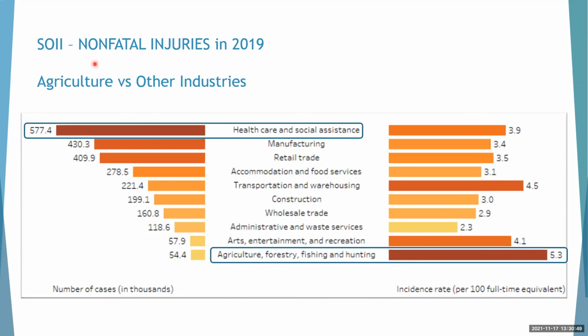When we look at the non-fatal injuries, again, if we look at just the numbers, these are shown in thousands. The healthcare and social assistance industry has the highest number of non-fatal injuries and illnesses reported in 2019. But agriculture, even though the number is very low, has the highest incidence rate per 100 full-time equivalent workers. So comparisons should be made by considering the incidence rate.